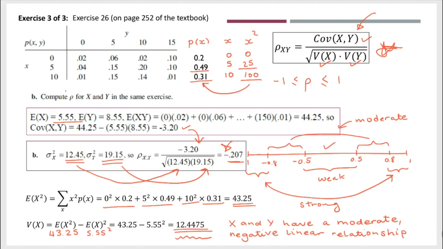So if I were to mark this question, I'm always looking for these parts. So probably half a mark for moderate, half a mark for negative, and half a mark for mentioning that it is measuring a linear relationship. So make sure you have all those parts if ever you have to interpret this for somebody.